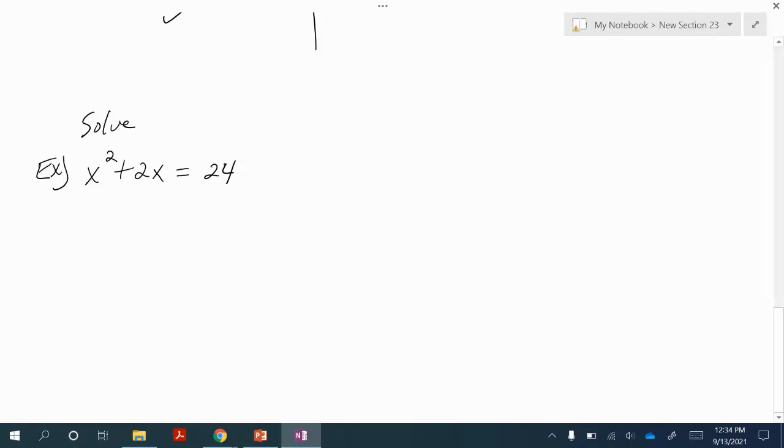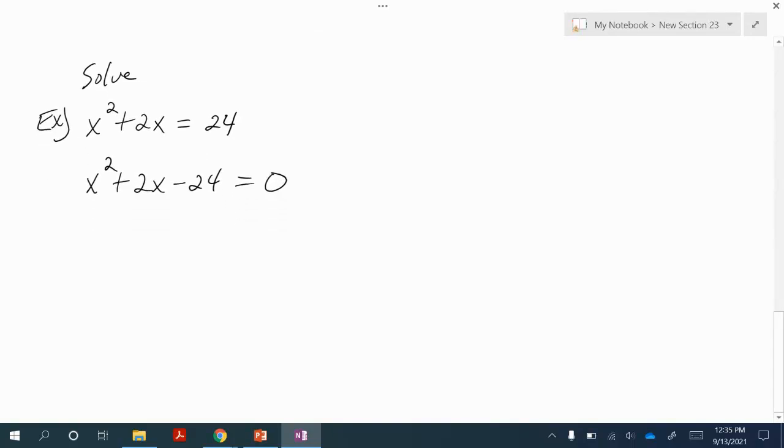So I'm going to force it to equal 0 by subtracting 24 from both sides. So we have x squared plus 2x minus 24 is equal to 0. The first step is to make sure it's in standard form. The next step, we're going to make two sets of parentheses. Now this problem is unlike the previous problem in that our last term is negative.